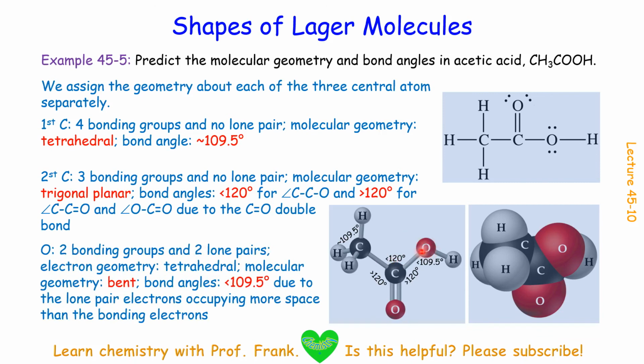Now, the oxygen atom as a central atom. This oxygen is not a central atom, it's a surrounding atom. For this oxygen atom, there are 2 lone pairs and 2 bonding pairs. The electron geometry is tetrahedral, but the molecular geometry should be just bent. And the bond angle is less than 109.5 degrees because of the impact of the 2 lone pairs. That's not shown here, but it's shown in here.